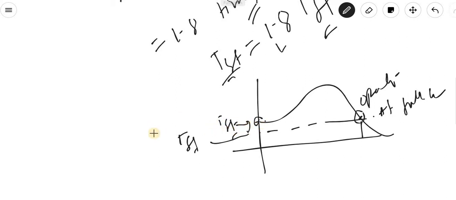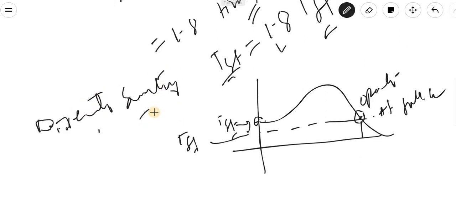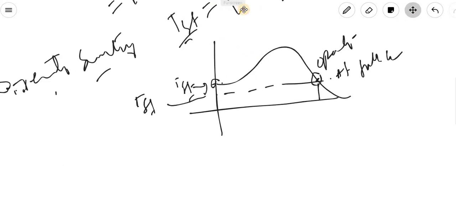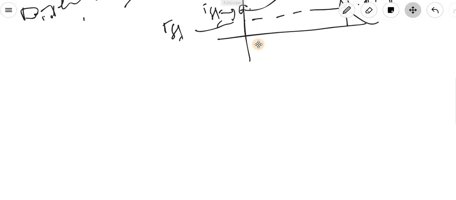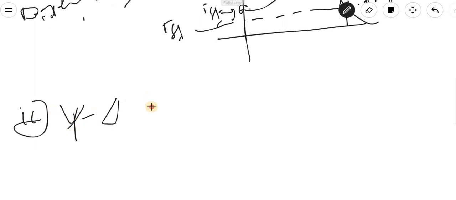That is for direct switching. Now we'll go for the star delta starter. So what would be the case for the star delta starter in the second case?